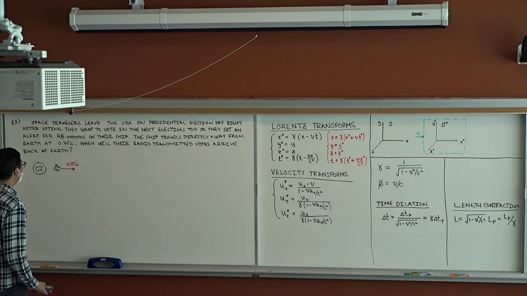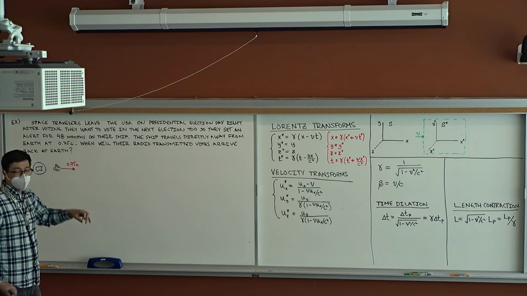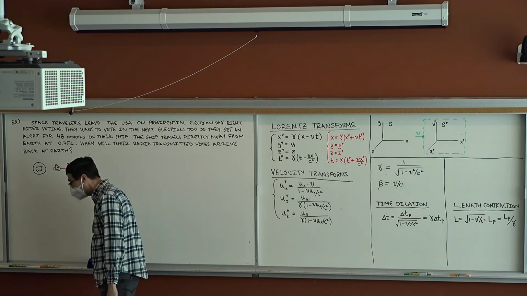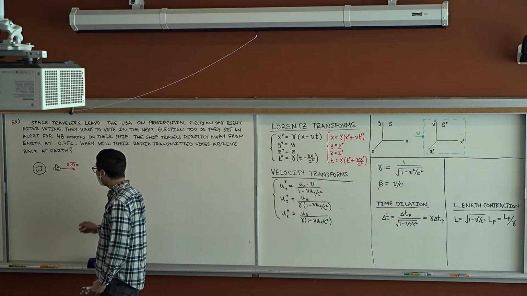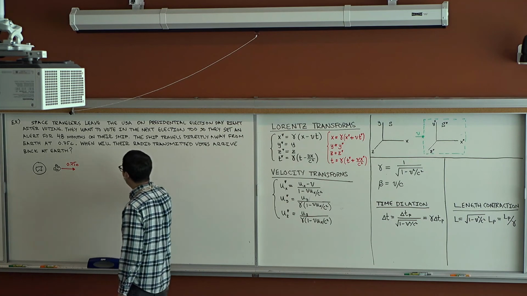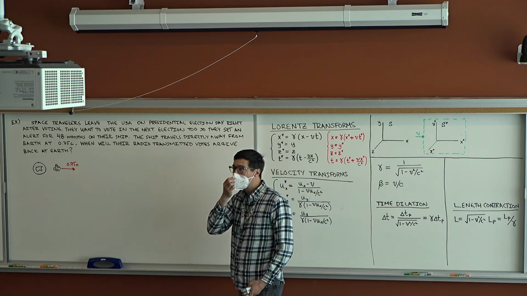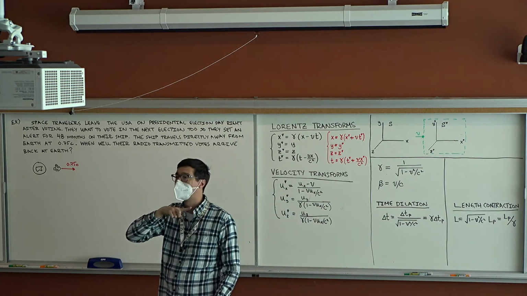And they're going to vote absentee. They're going to radio their vote back to Earth. They already know who they're voting for. They're voting for whoever they voted for this time. They apparently don't care what happens during that 4 years. They're just going to vote for the same person. So the question is, when is their radio transmitted vote going to get back to Earth?